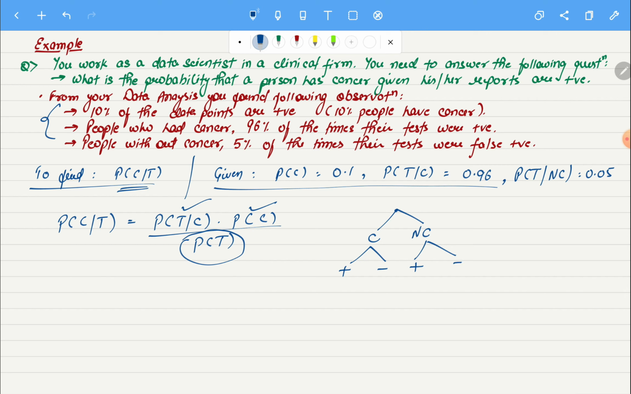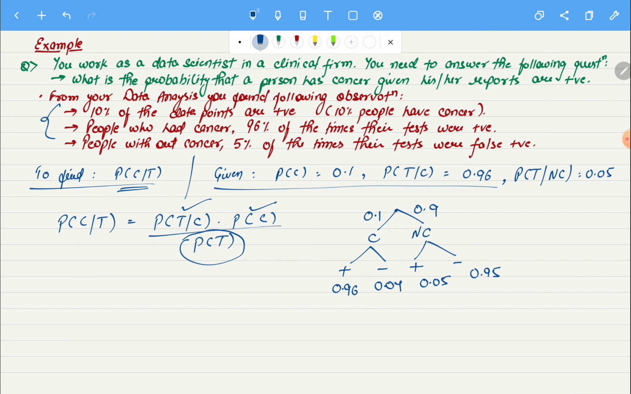So we know that the chance of having cancer is 0.1, so this will be 0.9. And we know that if they have cancer, their chance of getting a positive test result will be 0.96. So we can say that 1 minus 0.96 will be 0.04. And we also know that if a person does not have cancer, their chance of getting a positive result will be 0.05. So their chance of not getting a positive result will be 0.95.